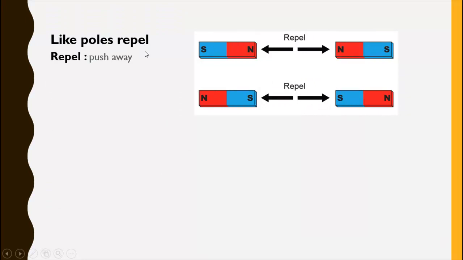The like poles on the magnet repel from each other. Repel means they push away from each other. So, when we put two magnets with the same poles, or like poles, like means the same poles of magnet, so here we have North Pole and North Pole, and here we have South Pole and South Pole, they will repel from each other. What's the meaning of repel? They will push away from each other.